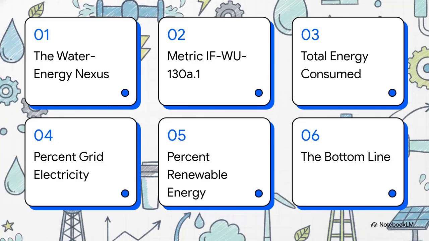Okay, let's dive into this with a quick roadmap of what we're covering today. First, the water energy nexus. 2. Introducing metric IFW 130A.1. 3. Total energy consumed. 4. Percentage grid electricity. 5. Percentage renewable energy. And 6. The bottom line.